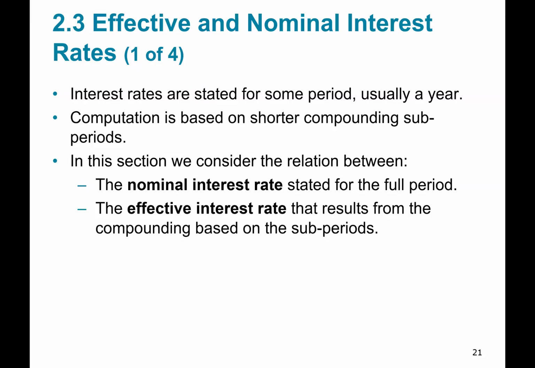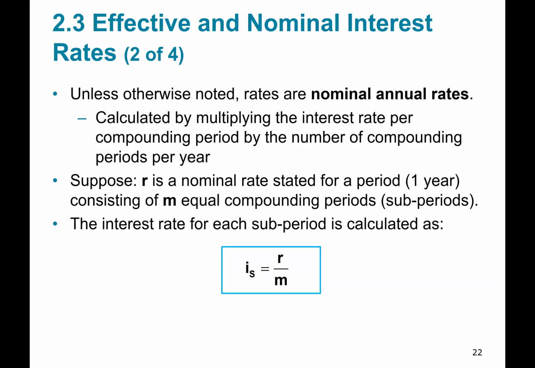Next, we're going to be talking about nominal interest rates. Interest rates are stated for some period, usually a year, and computation is based on shorter compounding subperiods. In this section, we consider the relationship between the nominal interest rate stated for the full period, and then the effective interest rate that results from the compounding based on the subperiods. Unless otherwise noted, rates are generally nominal annual rates, calculated by multiplying the interest rate per compounding period by the number of compounding periods per year.